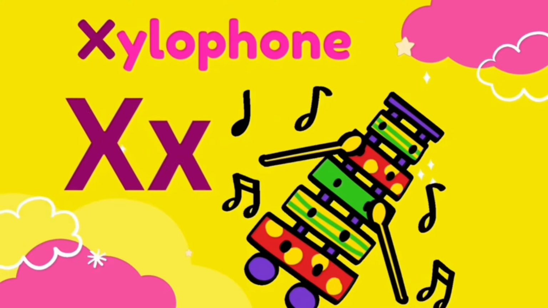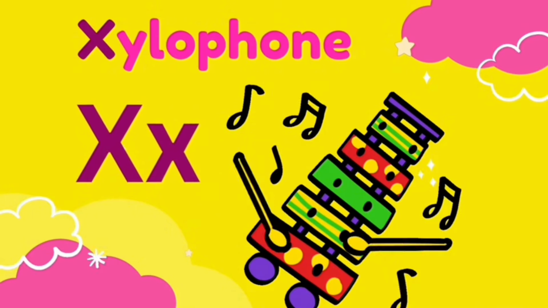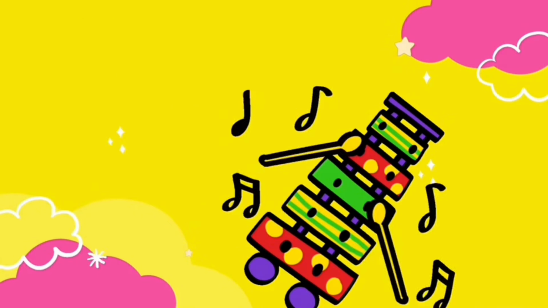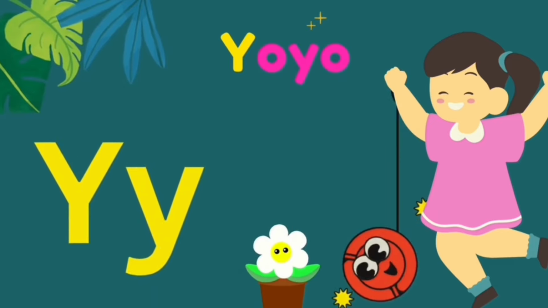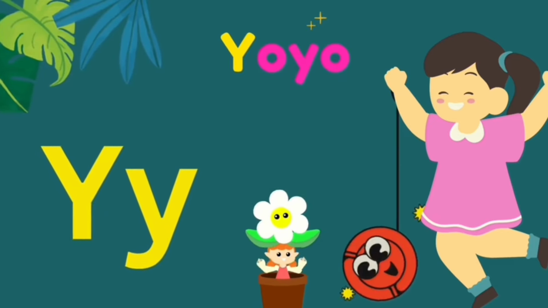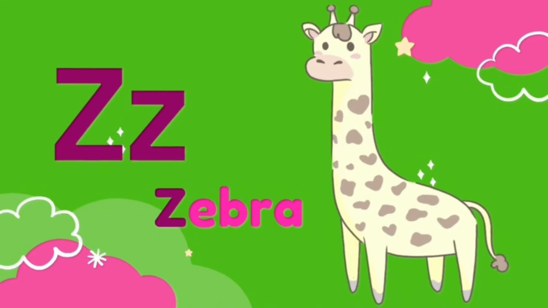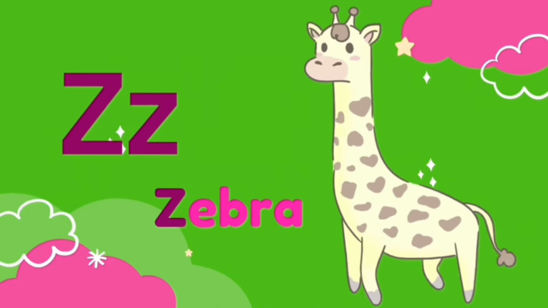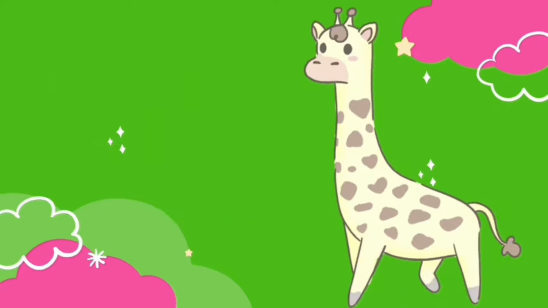X is for xylophone. X, xylophone. Y is for yo-yo. Y, y, yo-yo. Z is for zebra. Z, z, zebra.